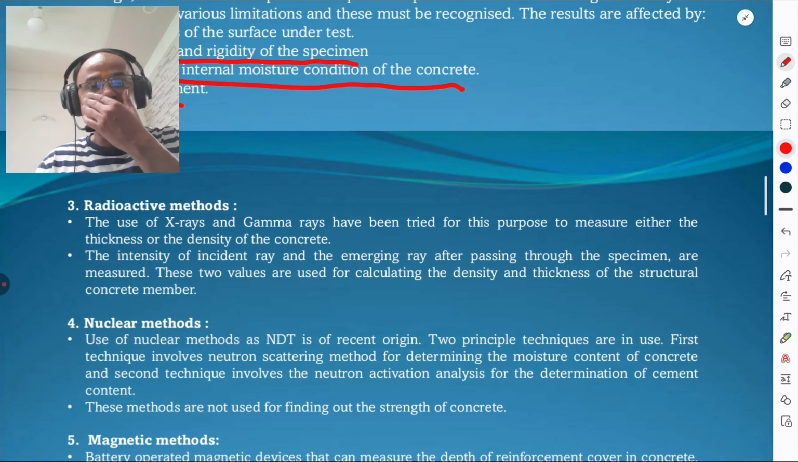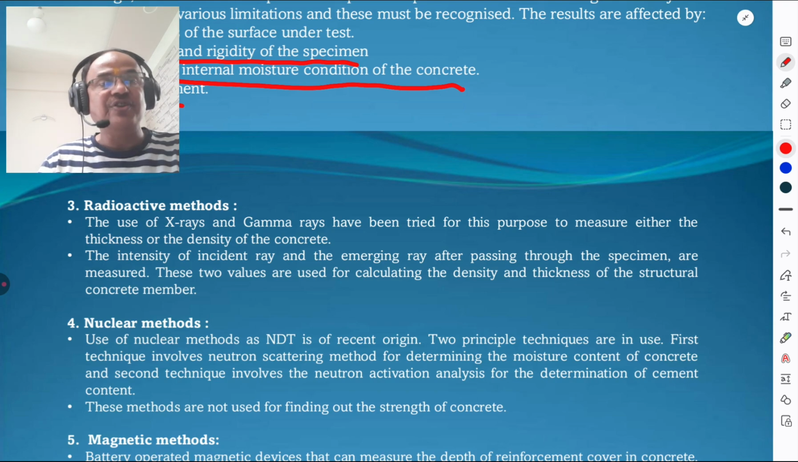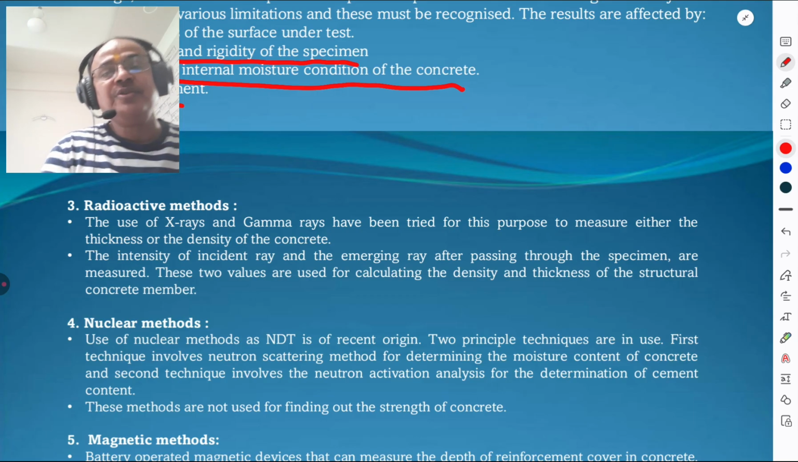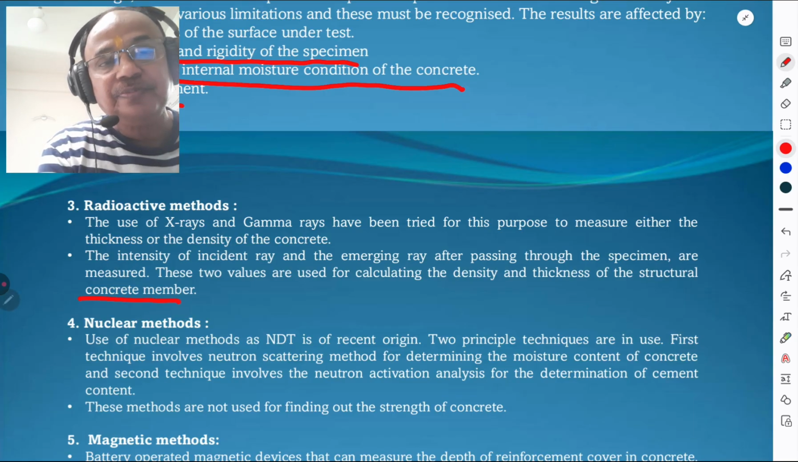Then radioactive methods. The use of X-rays and gamma rays have been tried for this purpose to measure either the thickness or the density of concrete. The intensity of incident ray and the emerging ray after passing through the specimen are measured. These two values are used for calculating the density or the thickness of the concrete member.